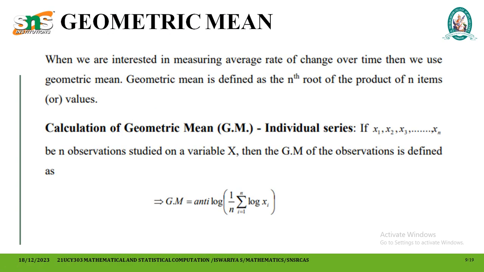So the next one is geometric mean. When we are interested in measuring average rate of change over time, then we use geometric mean. Geometric mean is defined as the nth root of the product of n items or values.